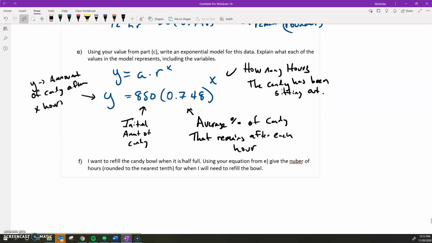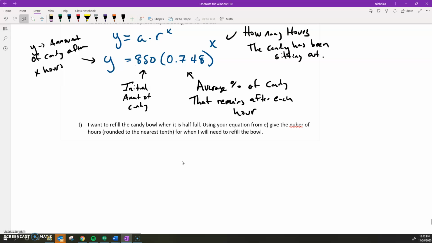And then the last one. I want to refill the candy bowl when it's half full. Using the equation from E, give the number of hours, rounded to the nearest tenth, for when I will need to refill the bowl. So half the candy would be, well, I have 850 to start with. Half of that is 425.